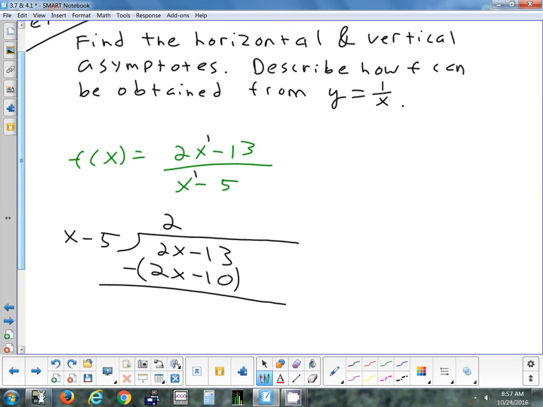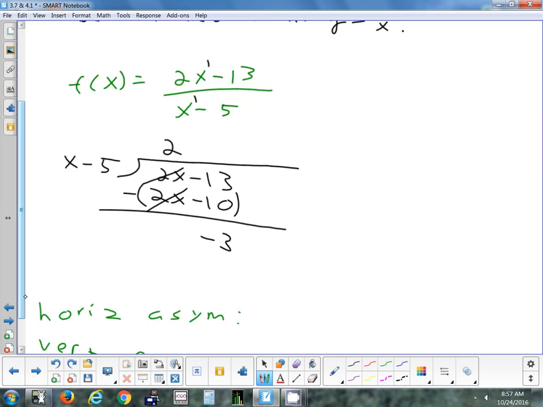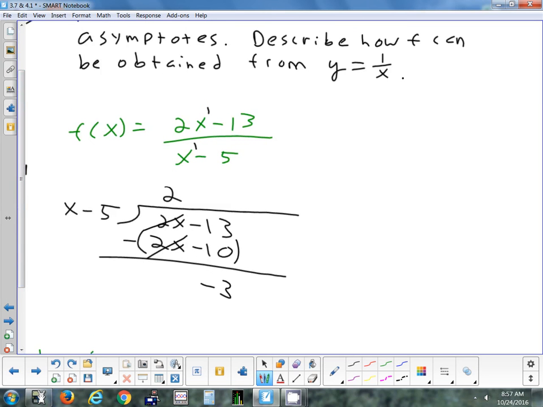Now I can clearly see the two shifts. I've done a left and a right, and an up and a down, and now I can figure it out. So that's your first step. Rewrite it. And now, where is my horizontal asymptote? As x gets bigger and bigger, what number is this expression going to approach?